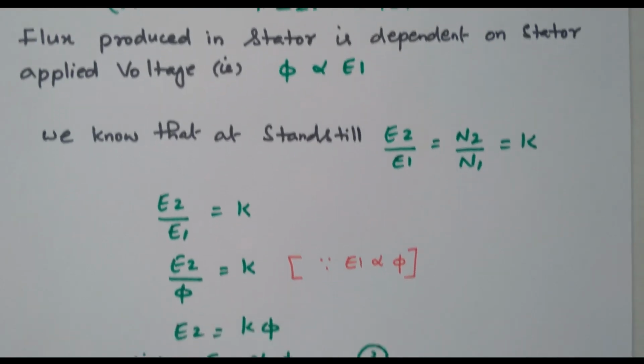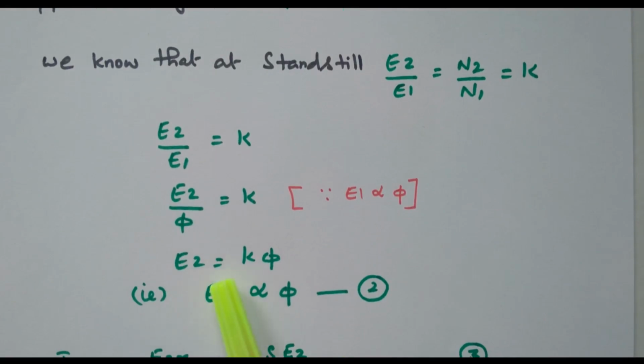So by cross multiplying this, what we got? E2 equals K into phi. That is, E2 is directly proportional to phi. Already we discussed that phi is directly proportional to E1, and this phi is also directly proportional to E2. Now we got the expression for the flux. Flux depends upon E2. Initially it is based on E1, but based on the transformation ratio, by substituting, the flux is also proportional to E2.